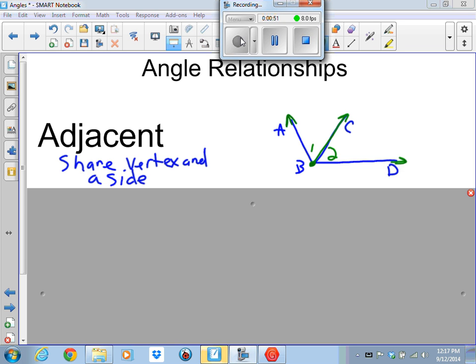Now the one thing that's picky on this part is they cannot overlap. For instance, if we use this whole angle as 3, angle 2 and angle 3 do share B, and they do share ray BD, but they're not adjacent. They have to be next to each other. I'll give you more examples in class.